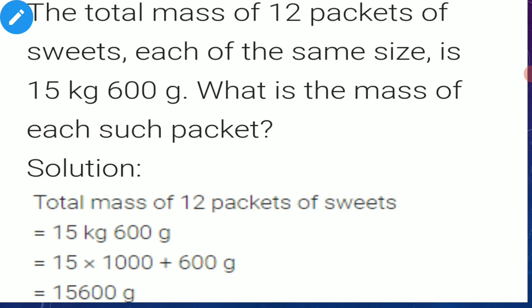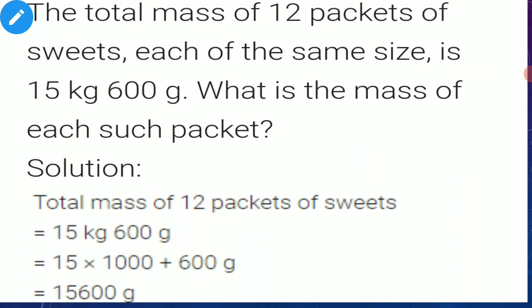Now the next question is, the total mass of 12 packets of sweets, each of the same size, is 15 kg and 600 grams. What is the mass of each such packet? What is given here is the total mass of 12 packets of sweets, which is 15 kg and 600 grams. Now it is asking what is the mass of each packet. So first of all, the mass of these 12 packets is given in 15 kg and 600 grams, so we will convert it into grams only.